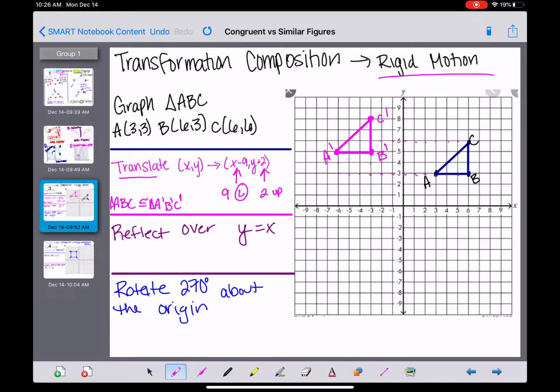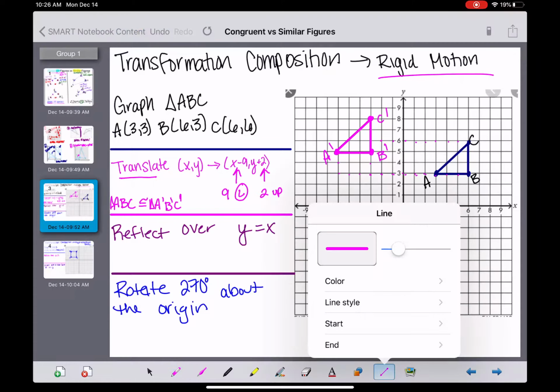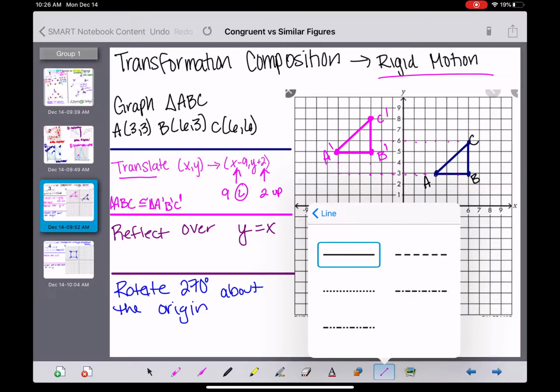Next, we're going to take triangle A prime, B prime, C prime and reflect it over the y equals x line of reflection.